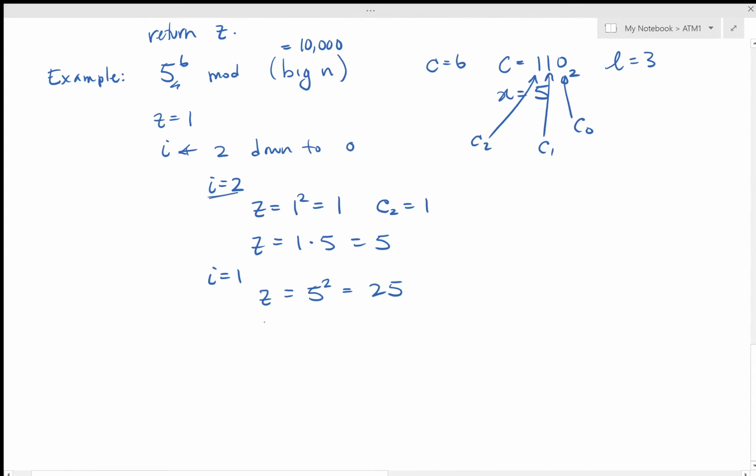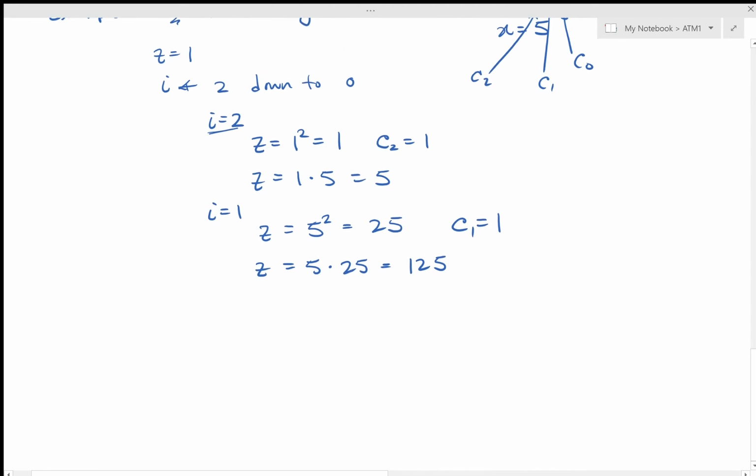Then I take a look at what is C1. C1 is 1, so Z becomes equal to X times Z, which is X is 5 times Z, which is currently 5 squared. Well, actually, let me not write it that way. Let me write it this way, 25. And so that becomes equal to 125. That's when, because C1 is equal to 1.